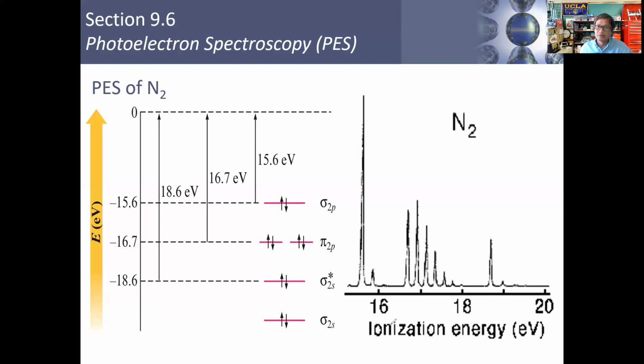So the greater the ionization energy, the slower the electron is going to move. So you can imagine that these electrons here are going to be bound very tightly, with a high ionization energy.